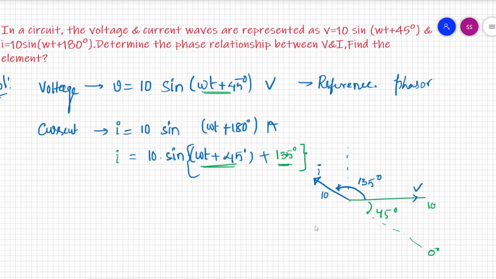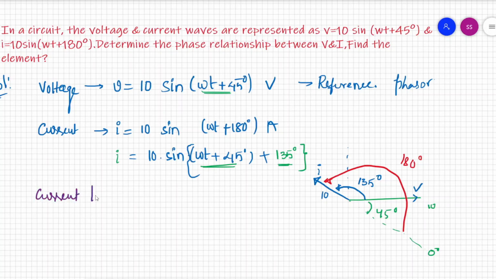So if you observe this, from the zero phasor, the voltage is 45 degrees leading. From the voltage phasor, the current is leading by 135 degrees, and from the zero phasor, the current is leading by 180 degrees. Okay, so this is what the phasor representation is. So here the current is leading the voltage.